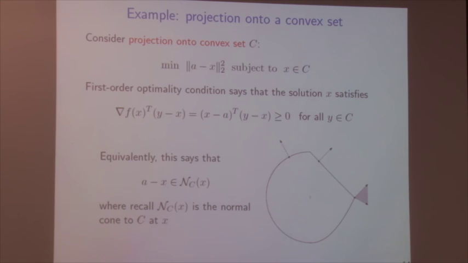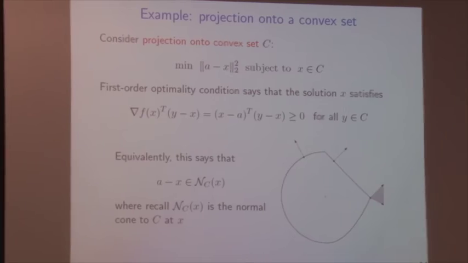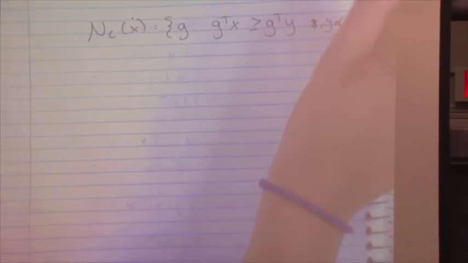So let's recall the definition of a normal cone here, and then we'll talk about the geometric interpretation of this result. Recall that the normal cone is going to be the set of all g such that g transpose x is greater than or equal to g transpose y, for y in the set.